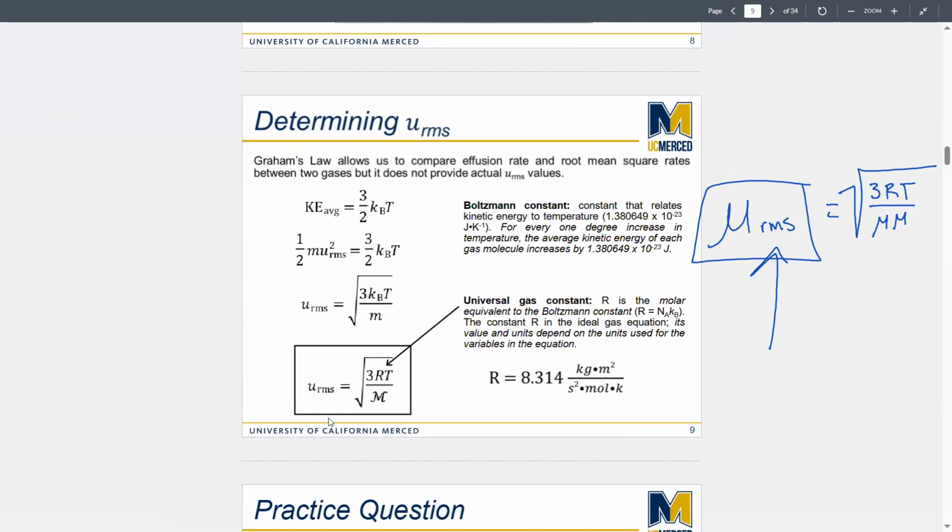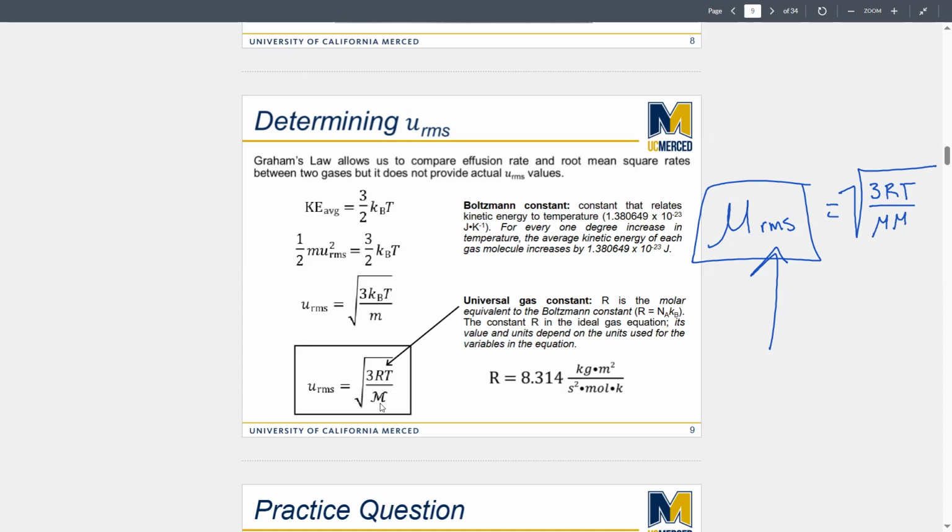So a few things to take note of. R is different here. R is now 8.314 kilogram times meter squared over second squared times mole times K. Yes, that is the whole SI unit of R. You're going to be all right. Don't freak out. And the capital M is molar mass.